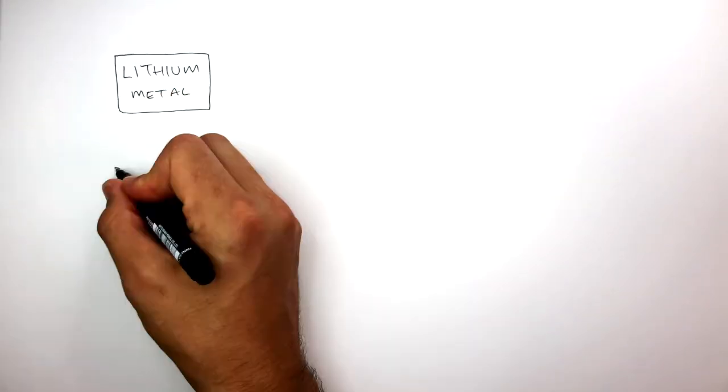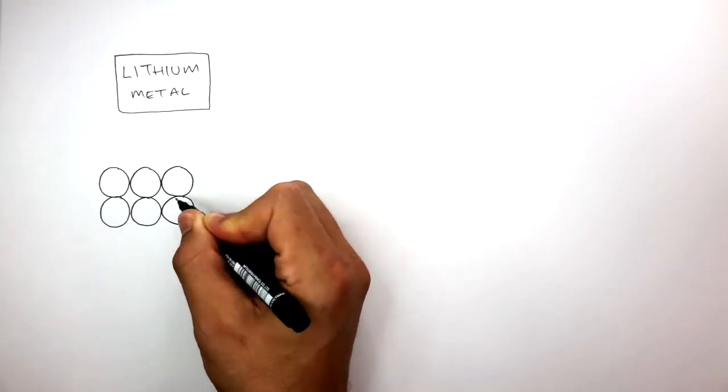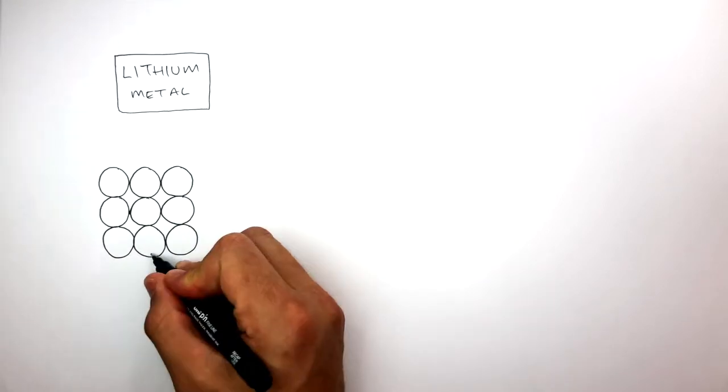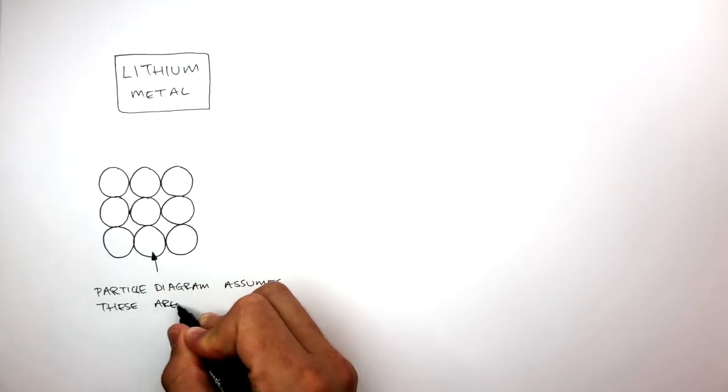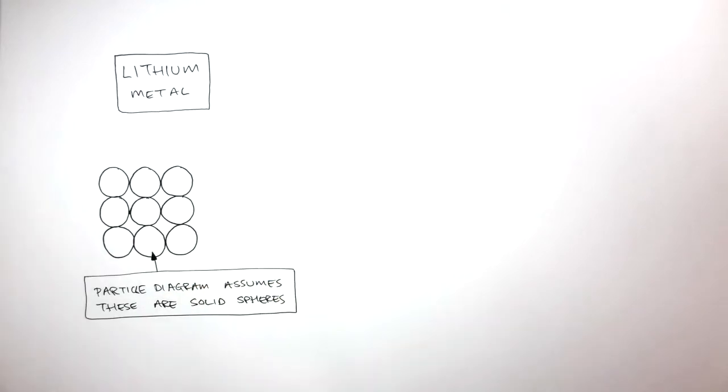In this particle diagram of lithium metal, these circles represent the lithium atoms. Now, this particle diagram assumes these particles are solid spheres. This is what a particle diagram does. They assume the particles are solid spheres. However, we know this isn't the case, as lithium has 3 protons in its nucleus, 4 neutrons in its nucleus, and then 3 electrons in its shells.